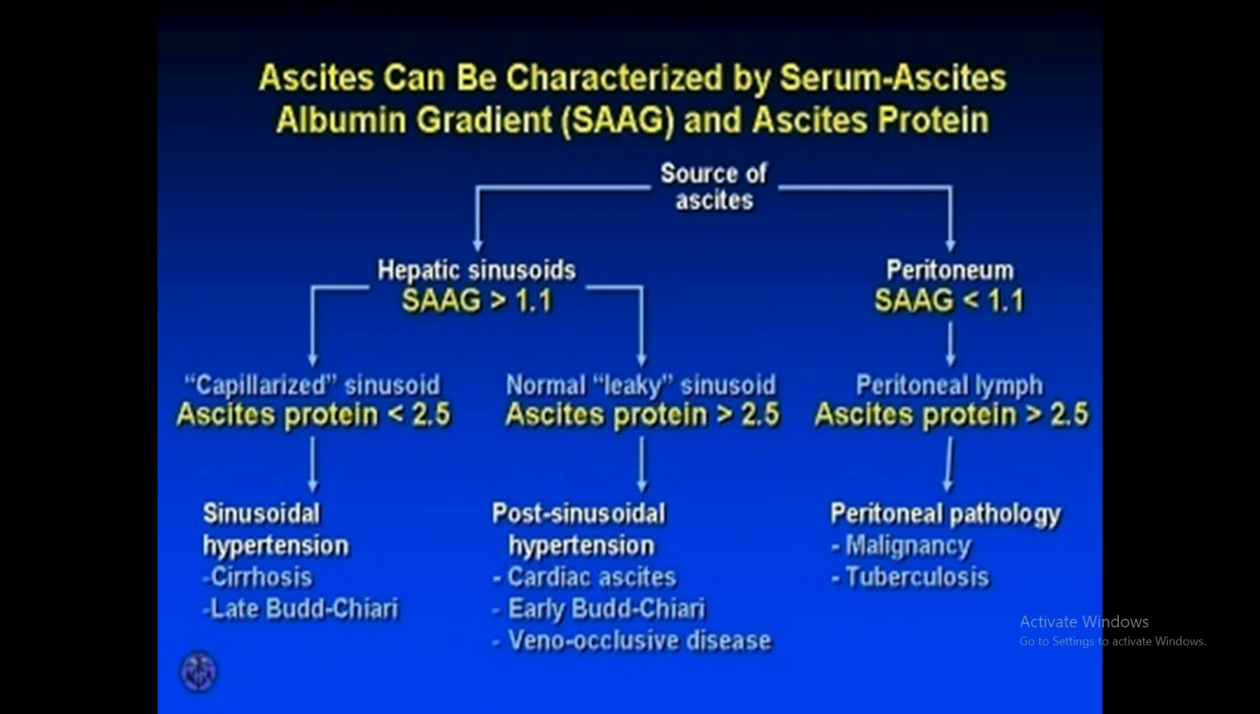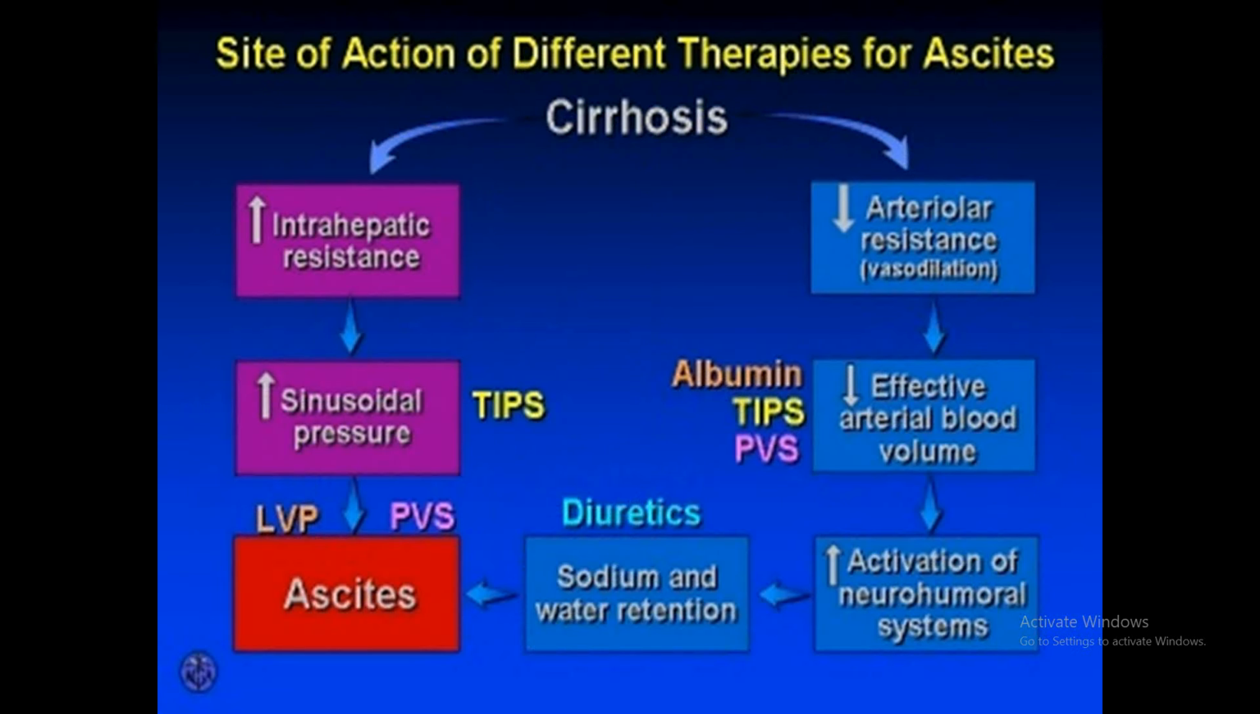So ascites can be characterized by the serum ascitic albumin gradient and ascitic proteins. This is the chart which is in front of you. You should not remember this. Only thing which you remember is SAAG. For example, you have described that this ascites occurs because of the portal pressure which is increased. And portal pressure has caused the sodium and water retention. How will you manage it?